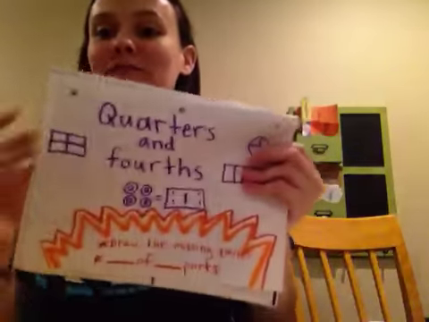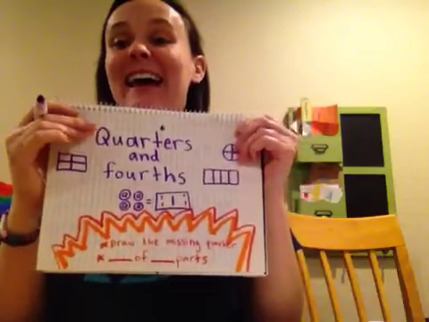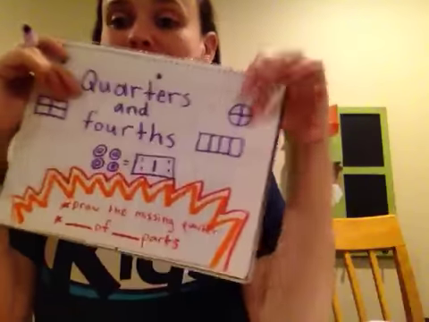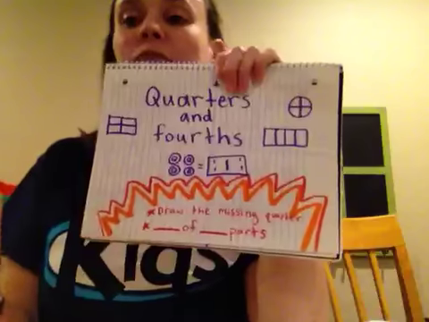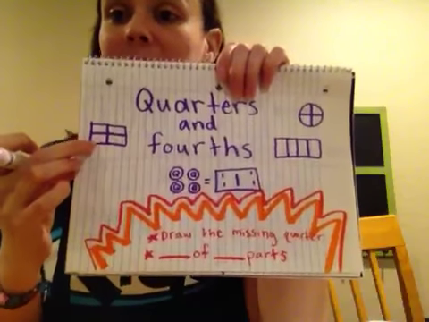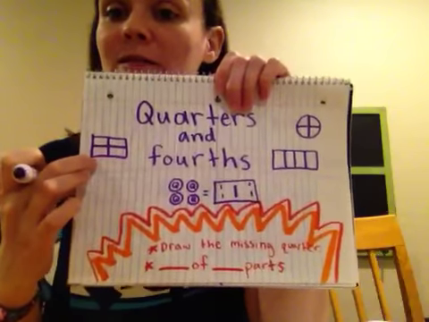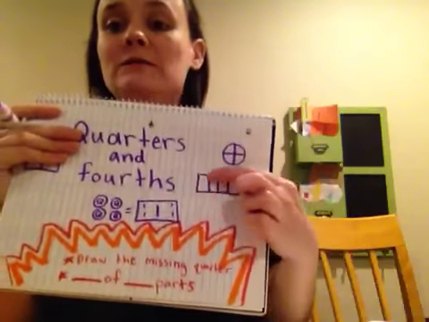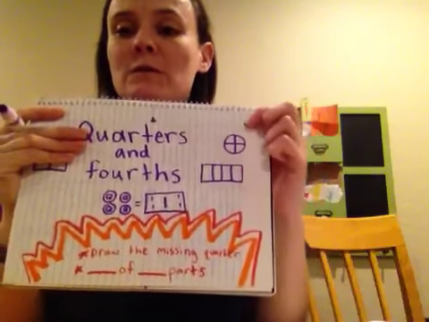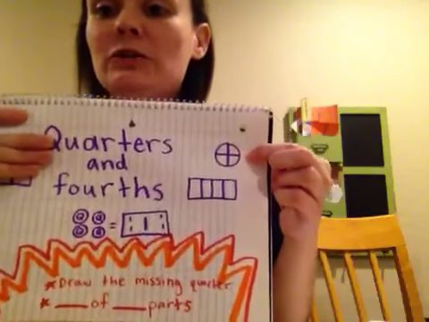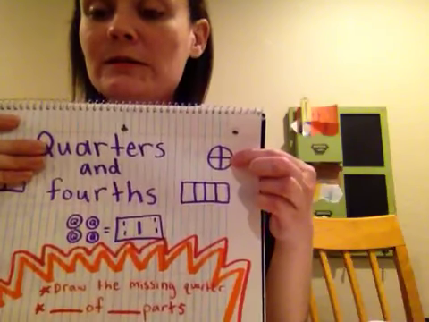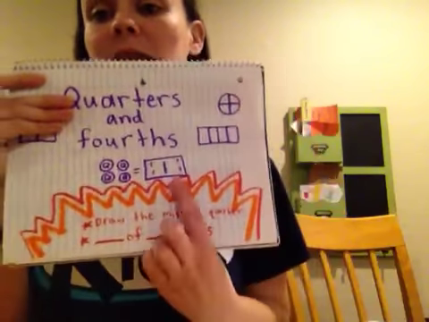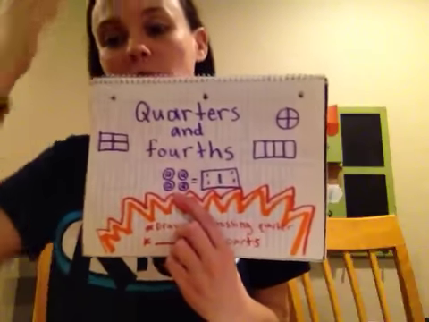But we're going to move on to our lesson on quarters and fourths. So we make quarters every day, or we make fourths every day by dividing our paper into 4 equal parts. Here is a rectangle divided into 4 equal parts. Here is a rectangle divided vertically into 4 equal parts. Here is a circle divided into 4 equal parts. And then here is a dollar divided into 4 equal parts.